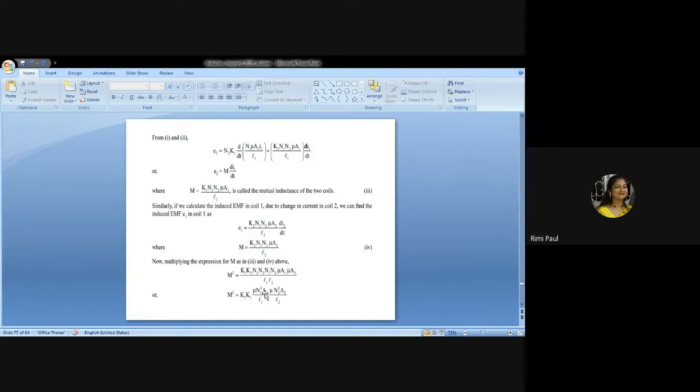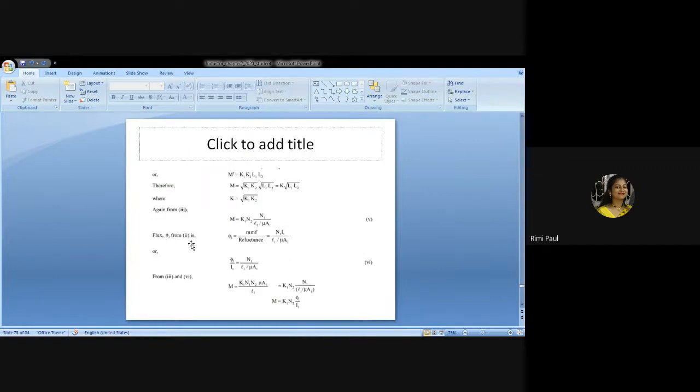So inductance of coil 1, inductance of coil 2. So we can write M square is equal to K1 K2 L1 L2. Therefore we can write M is equal to root over of K1 K2 times root over L1 L2. So we can take a constant, this is a constant part, so we can take K is equal to root over K1 K2, and M is equal to K root over L1 L2.